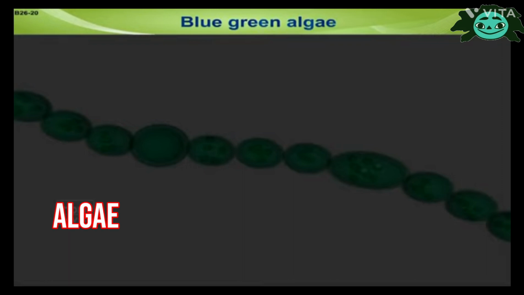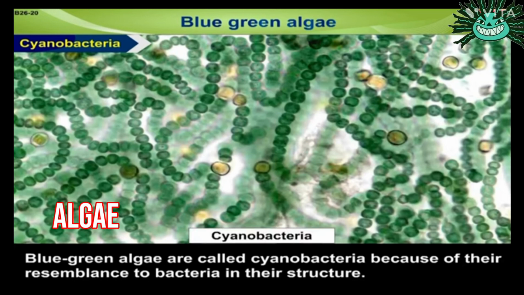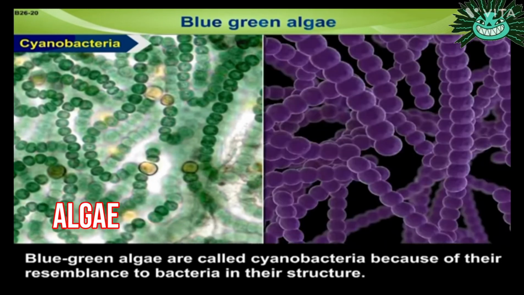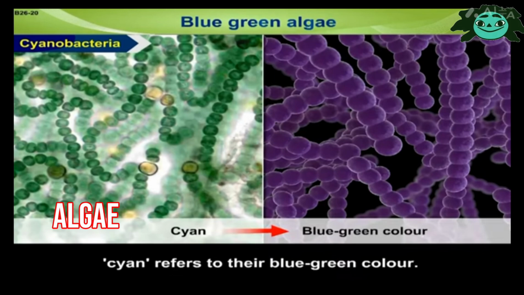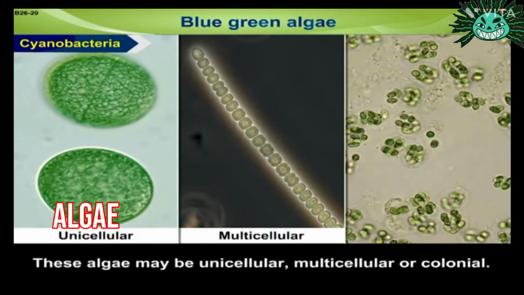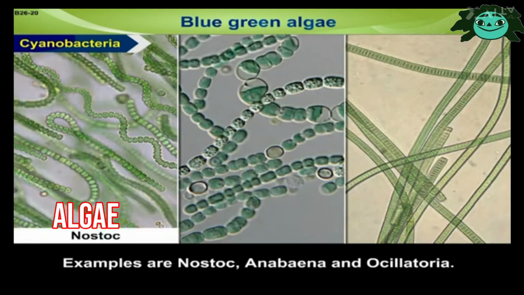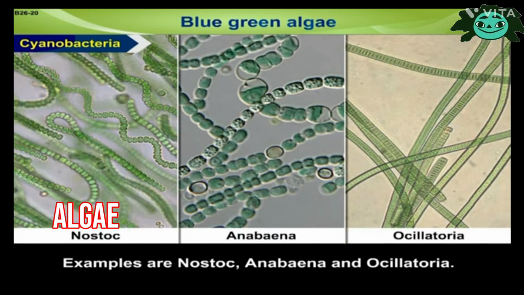Blue-green algae. Cyanobacteria. Blue-green algae are called cyanobacteria because of their resemblance to bacteria in their structure. Cyan refers to their blue-green color. These algae may be unicellular, multicellular, or colonial. Examples are Nostoc, Anabaena, and Oscillatoria.